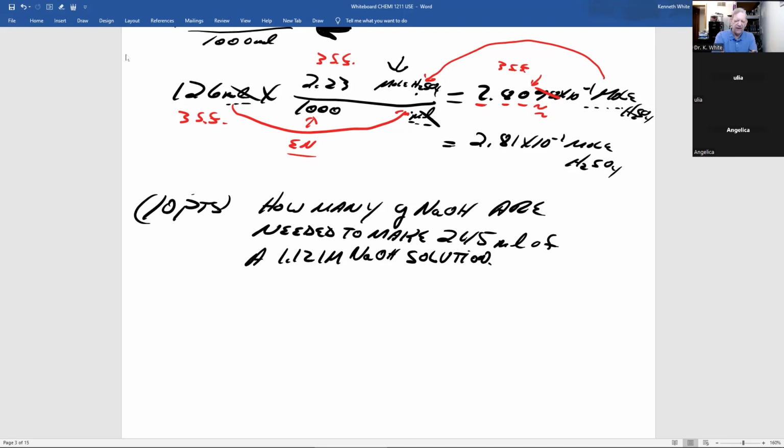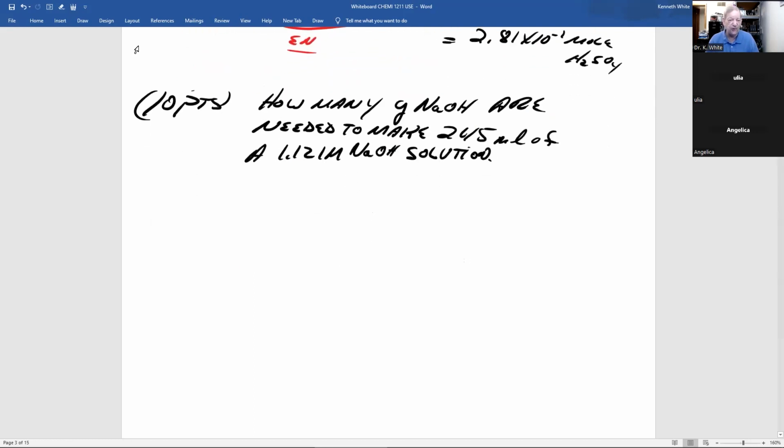And the question is, how many grams of NaOH, that's sodium hydroxide, are needed to make 245 milliliters of a 1.121 capital M NaOH solution? All right, I'm going to do this one because there's other things I got to do, and we'll go through some of these tomorrow again. What are we trying to find? Grams of sodium hydroxide. By the way, if you want to do this yourself, back up the video, press pause, and figure out what are you being asked to find? What are you given? You're given 245 milliliters.